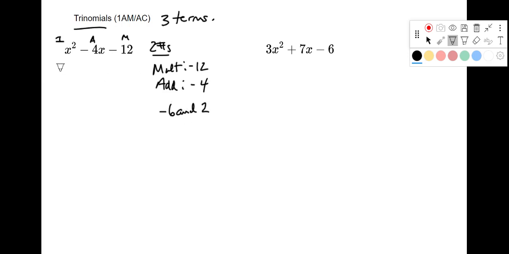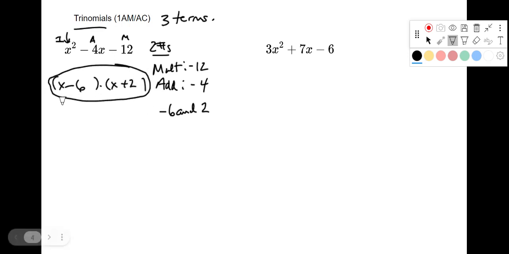So now we can pattern factor this. I call it pattern factoring. Pattern factoring for 1 a.m. is you lead with an x and an x because the first term here is x squared. So x times x would give me that x squared. And then I'm going to fill the rest in with my numbers. Minus 6, plus 2. And that's the correct answer. X minus 6 times x plus 2. It's factored.